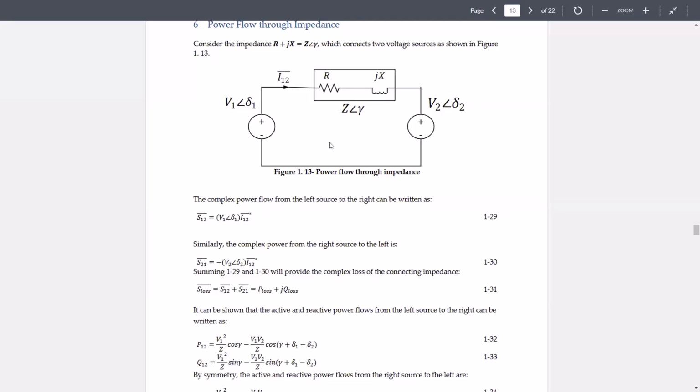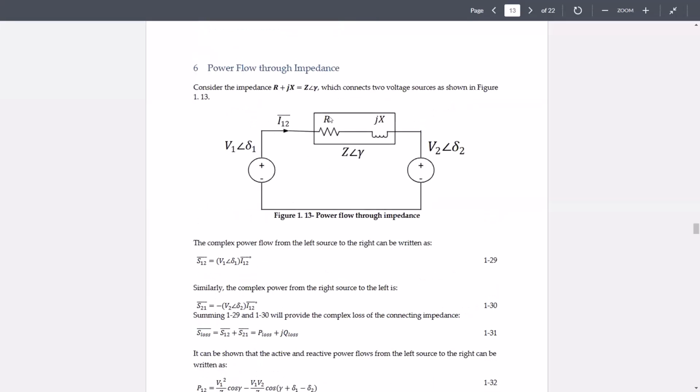In that case, it means that we are not consuming reactive power. We are, in fact, generating reactive power. When does that happen? If you have an impedance that is too capacitive, it will generate reactive power for you. So the consumed reactive power could become negative. So keep that in mind also.